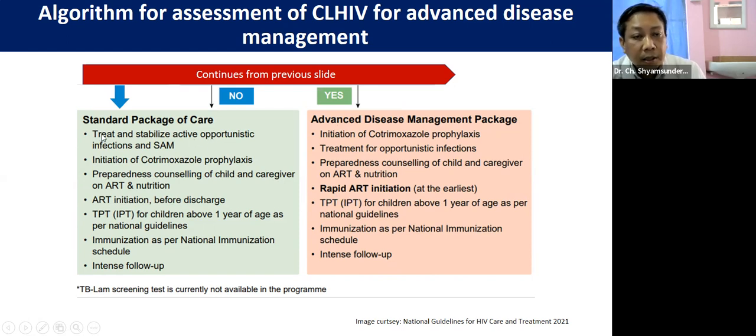When they are not present, the standard package of care should be made available. Treat and stabilize active opportunistic infections and severe acute malnutrition. Initiation of cotrimoxazole prophylaxis. Preparedness counseling of child and caregiver on ART and nutrition. ART initiation before discharge. This should always be done, and the counseling should be emphasized again and again. Then TPT or isoniazid preventive treatment for children above 1 year of age as per national guidelines. Immunization as per national immunization schedule and intense follow-up. Please note the TB LAM screening test is not currently available in the program.